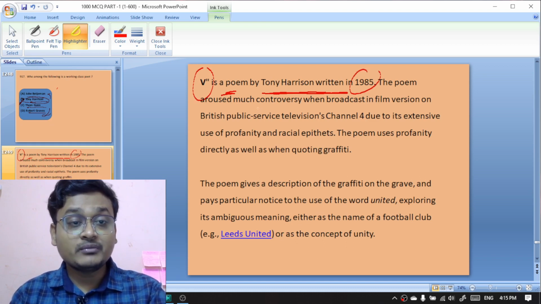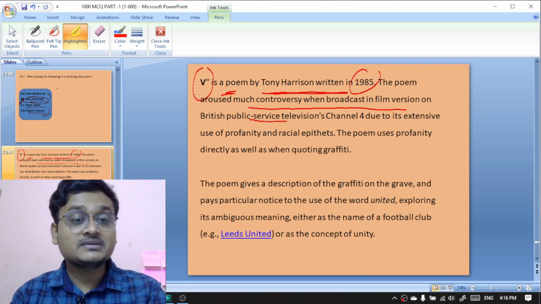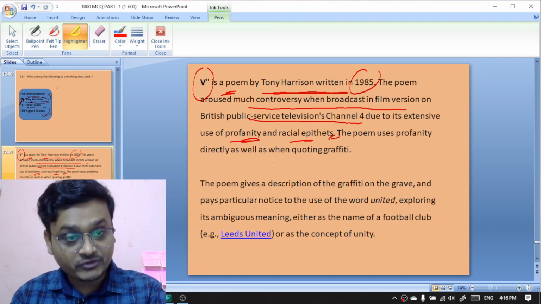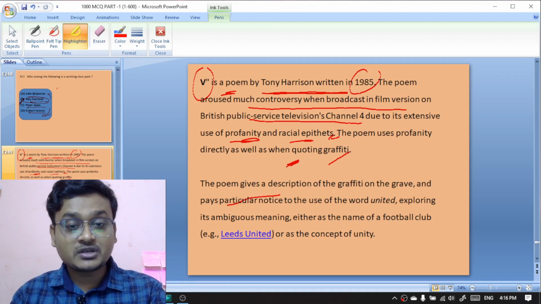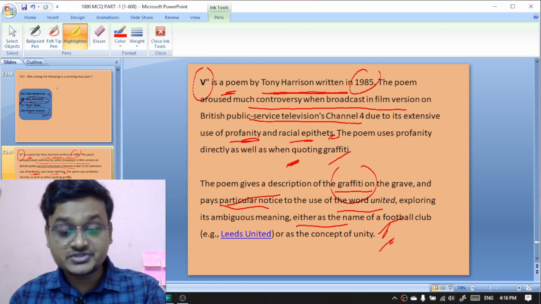The poem aroused much controversy when broadcast in a film version on the British public service television Channel 4, due to its extensive use of profanity and racial epithets. So the poem gives a description of the graffiti on the grave and pays particular notice to the use of the word united, exploring its ambiguous meaning, either as the name of a football club, that is Leeds United, or as the concept of unity.